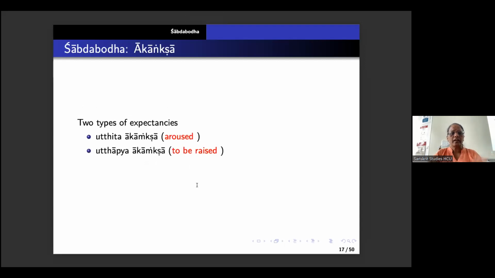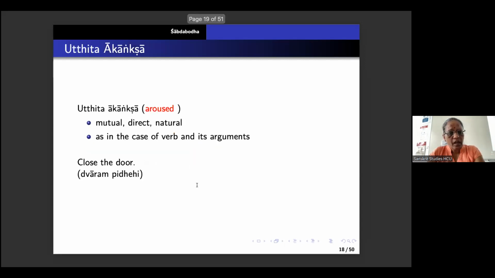Now these ākāṅkṣās, these expectancies, are of two types. One is utthita ākāṅkṣā and the other one is utthāpya ākāṅkṣā. Now, what are these two types of expectancies? The utthita ākāṅkṣā is a kind of expectancy which is mutual, which is direct, or which is natural, as in the case of verb and its arguments.